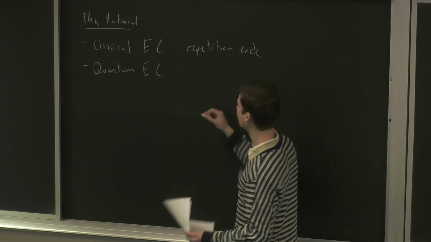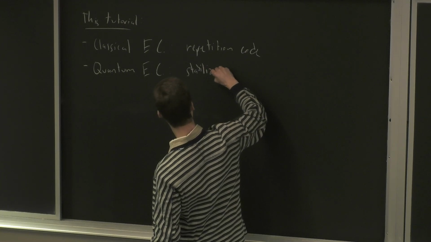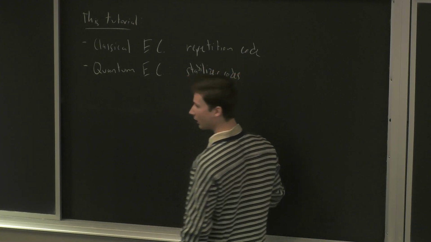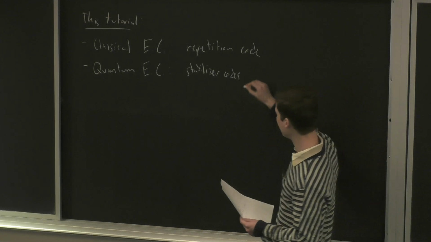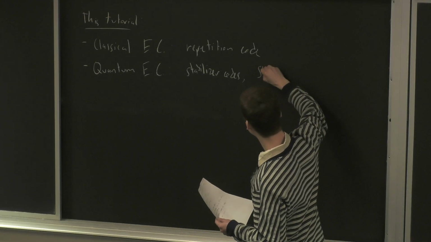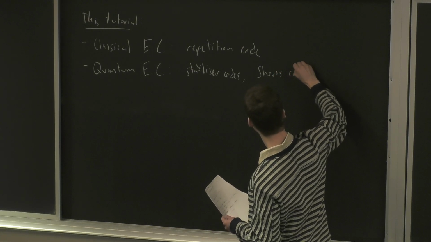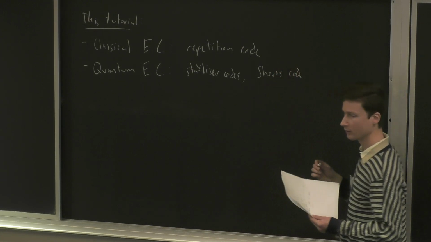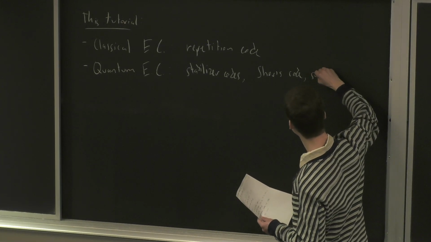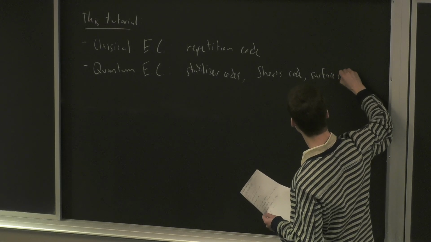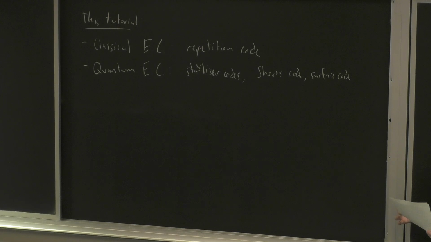Specifically, we'll see that something called stabilizer codes are a very useful paradigm for designing quantum error correction schemes. And we'll look at two specific examples: the Shor 9-qubit code, which was one of the earliest quantum error correcting codes discovered, and then the surface code, which is still one of the most popular codes today.